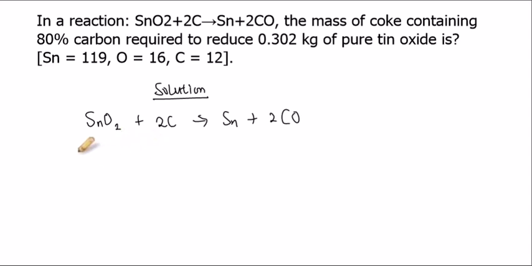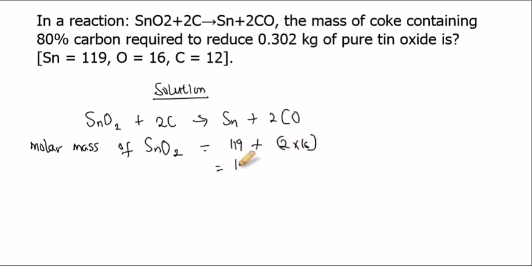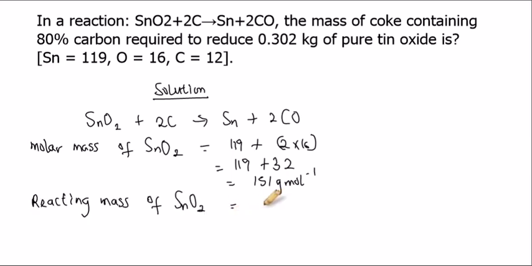So let's proceed. Molar mass of tin oxide first. Atomic mass of tin is 119, plus we have 2 atoms of oxygen present, that's 2 multiplied by 16. So we have 119 plus 32, and this gives 151, our unit grams per mole. Reacting mass now equals the number of moles based on the equation here. Here the coefficient is 1, so we will be writing 1 multiplied by 151, and that is 151. Our unit is grams. That's for tin oxide.